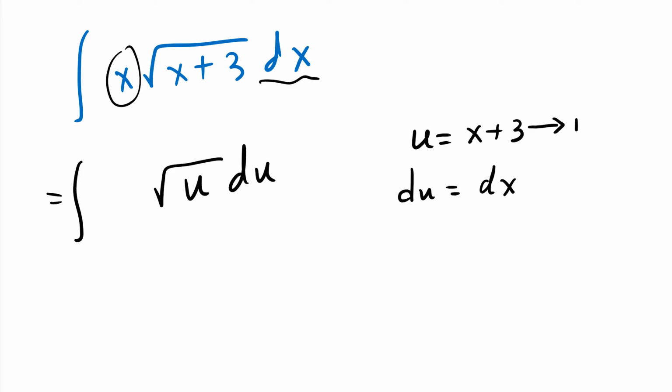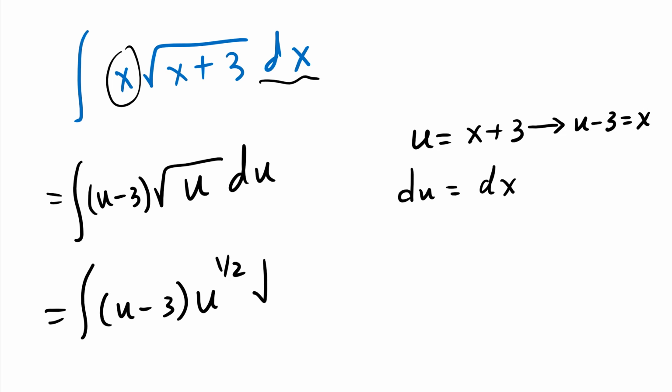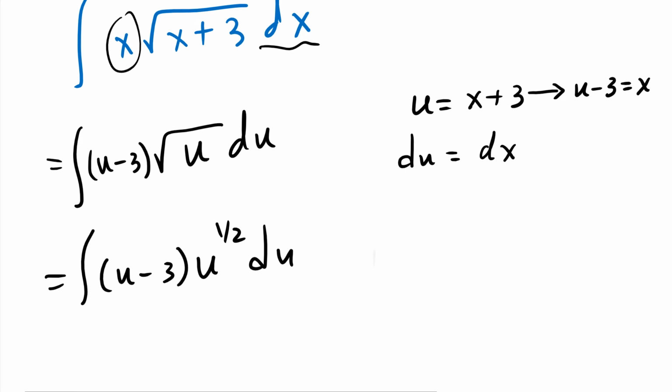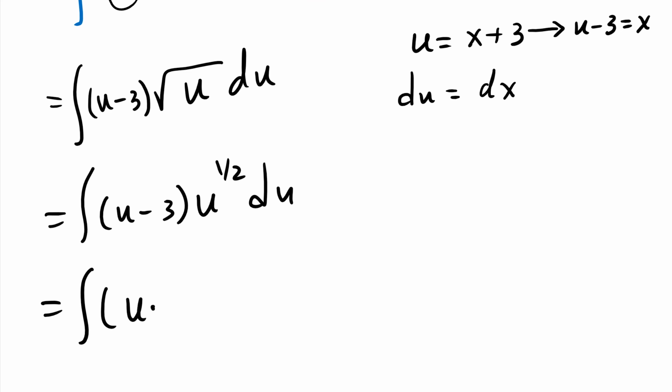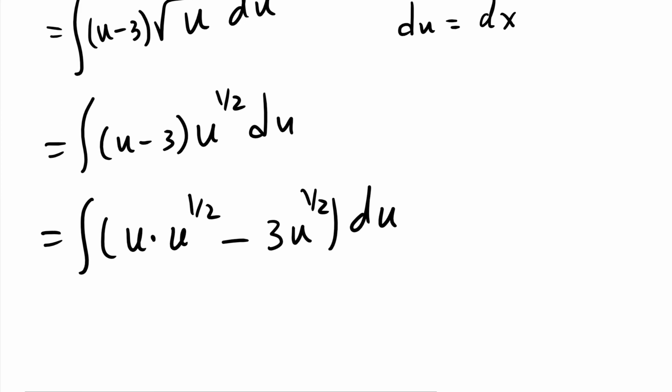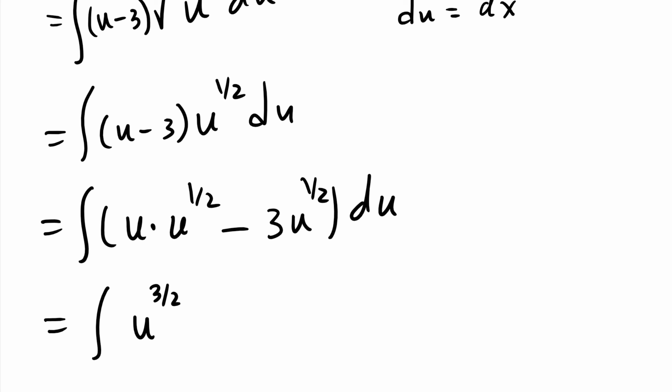We can solve for x by subtracting 3 on both sides. Then I can put this here. What's the difference between the first one and this one? In the first one, even if you rewrite it as u to the 1/2, as I'm going to do for this one here, you can distribute. So here you can do u times u to the 1/2 minus 3 times u to the 1/2 du. And that would give us u to the 3/2 minus 3u to the 1/2 du. Now it's ready to be integrated.